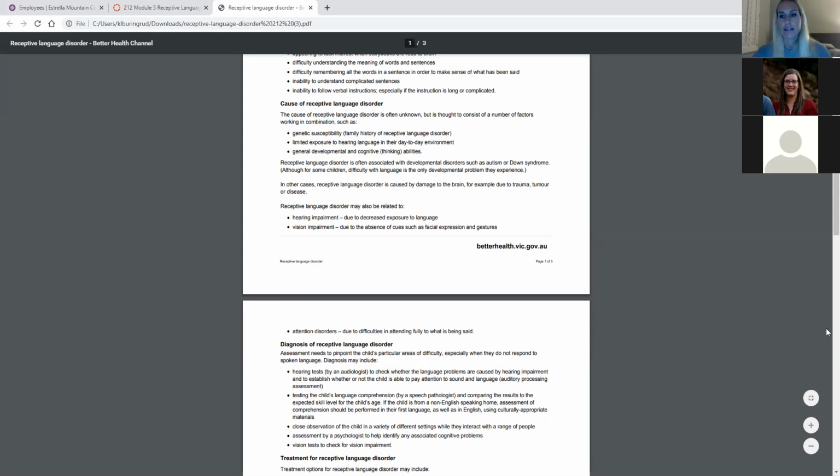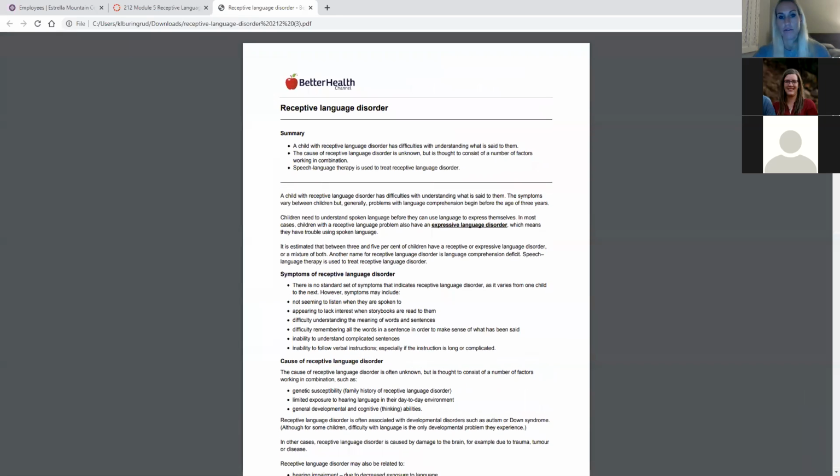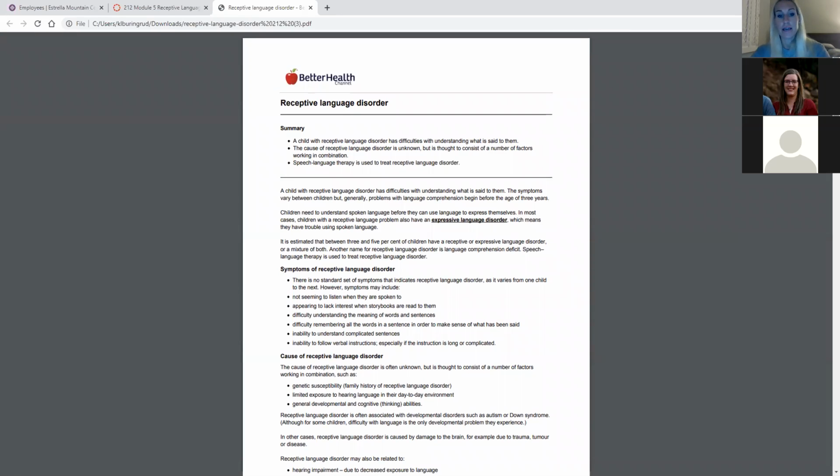So that's what I like about this. These are the things that we go through when we're starting to diagnose a receptive language disorder. And then the other thing is, children need to understand spoken language before they can use language to express themselves. So in most cases, children with a receptive language problem also have an expressive language disorder.